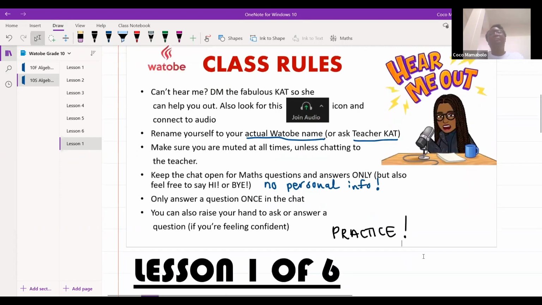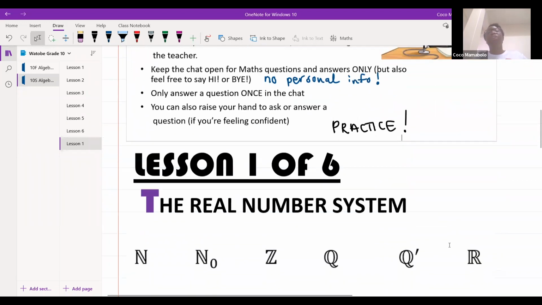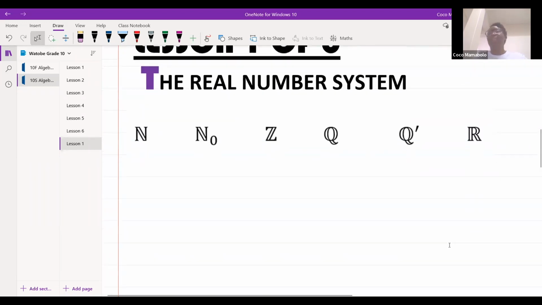What we are going to be doing right now, if you haven't been to school yet, or you have and you just haven't quite started yet, this is exactly what you're going to be doing in class right now. It might be a little bit jumbled, but this is what your teachers are going to be going through. And we're going to be talking about the real number system.